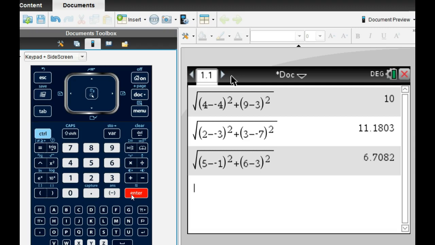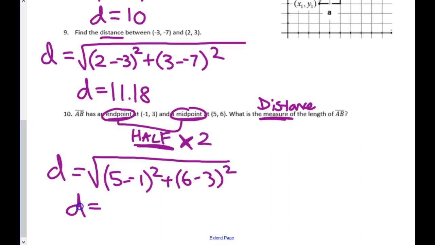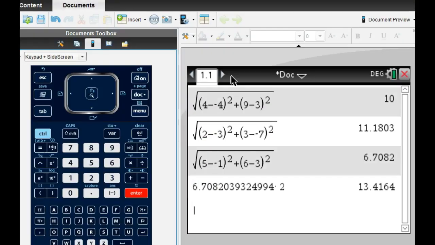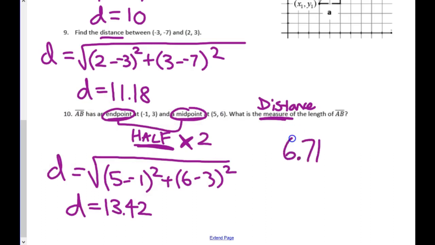However, remind me, that is how much of it? Thank you. Half. So, what do we do with a half to get a whole? Times 2. So, you can do it right here. Times 2. Okay, and I get 13.42. Okay, because it rounds up. The 6 makes the 1 go up. So, 13.42 is my final answer, okay? Okay, because I did 6.71 times 2.